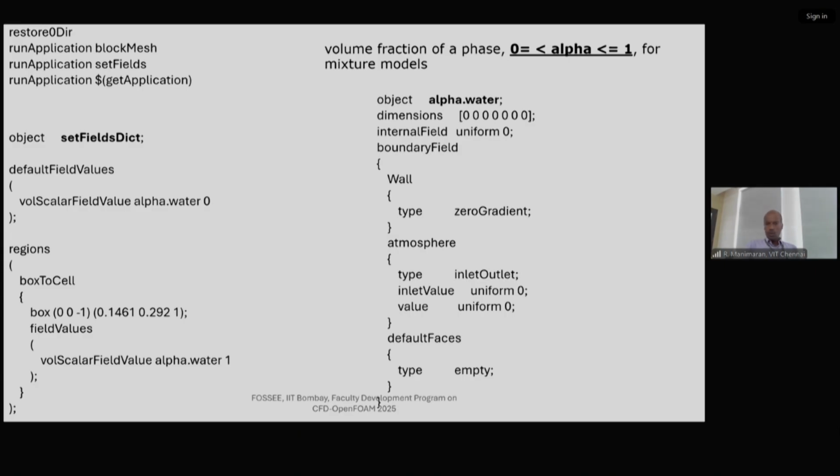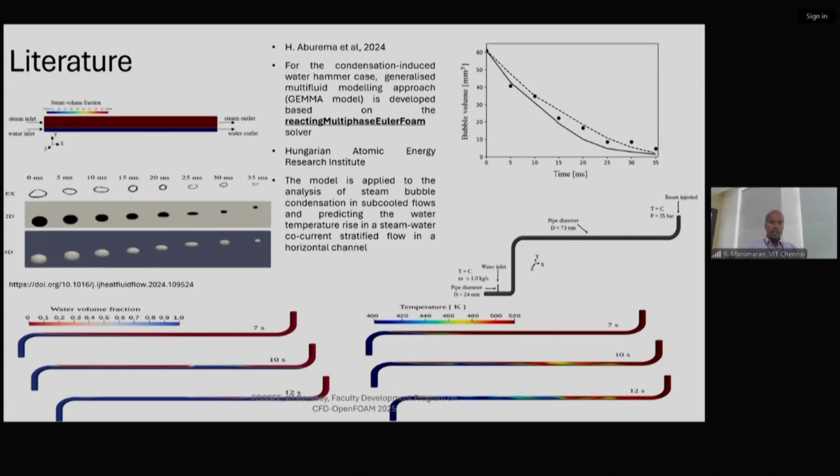So now I'm just going to enter into the literature. Some of the literature we see recently published where OpenFOAM has been used for multi-phase flow in the research literature. I'm going to list a few so that you can get some interest about multi-phase flow.